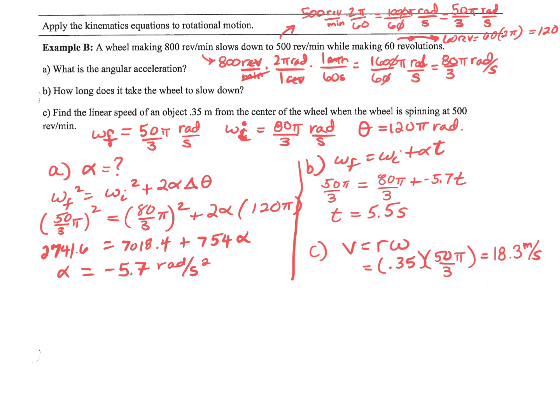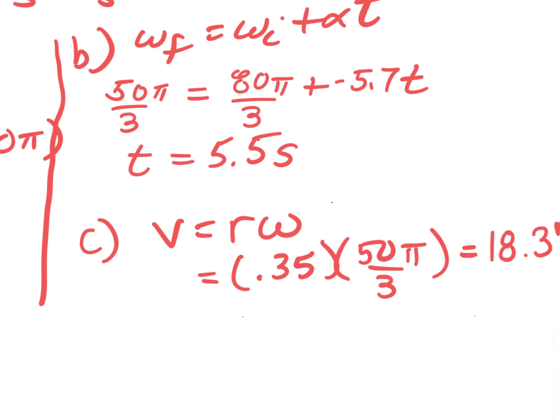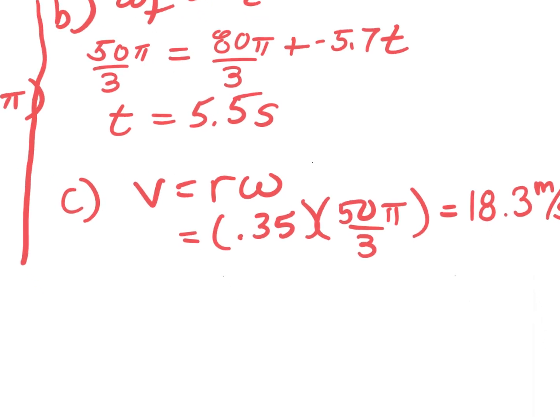What is wrong? I left my glasses in my friend's car. 50 over 3. Yeah. 500 revolutions per minute was 50π/3, wasn't it? Yeah, I did. Okay. I know what I did wrong.